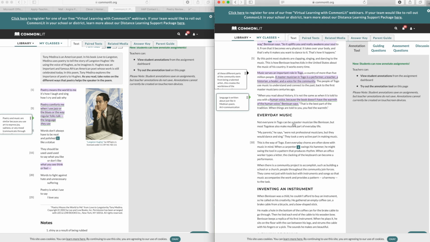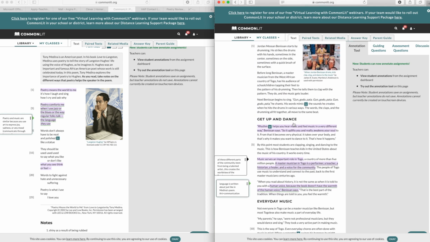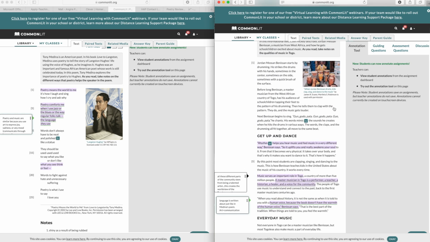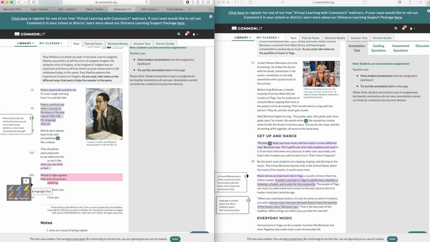Let's see. Well, I'm going to scroll back up to the top. It tells them to clap. They do. The music gets louder. He begins to sing. His words mimic the sounds he creates when he hits the drums in various ways. They all move to the same beat. So this idea of unifying, right? Here he says words to fight against hate and unnecessary suffering. Does that sound like something that promotes unity? I think so.